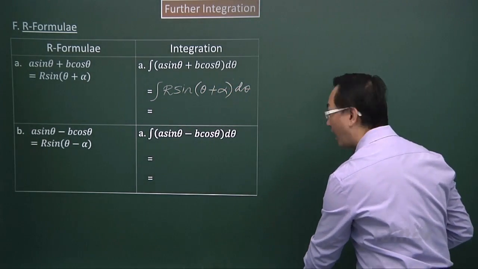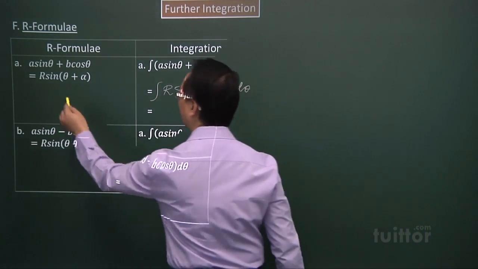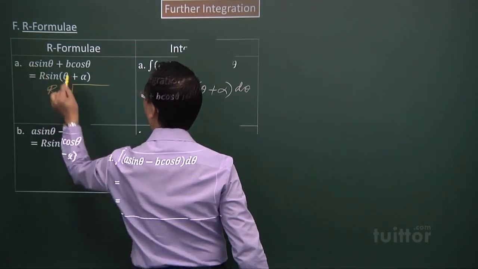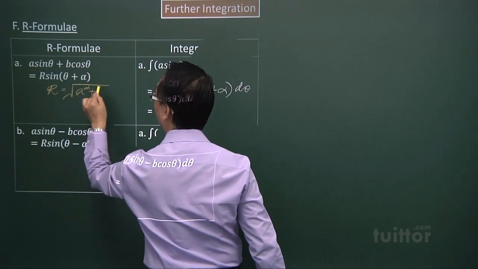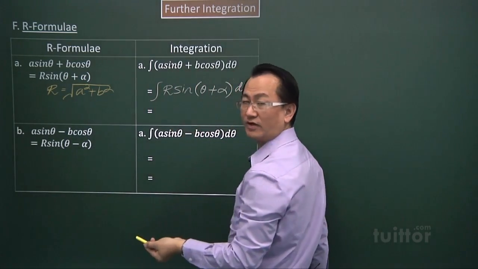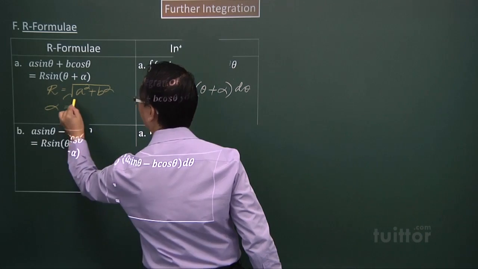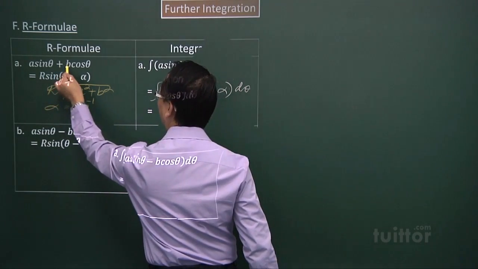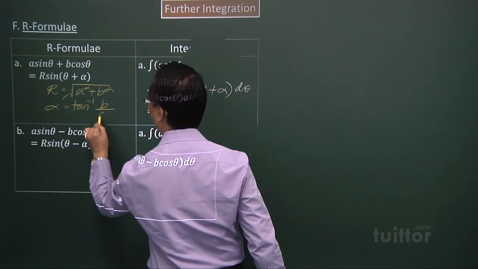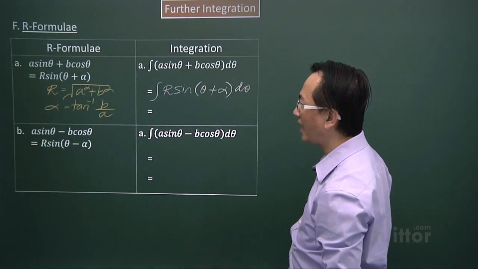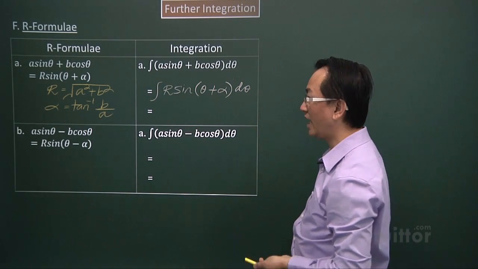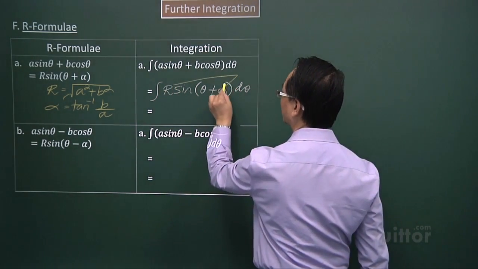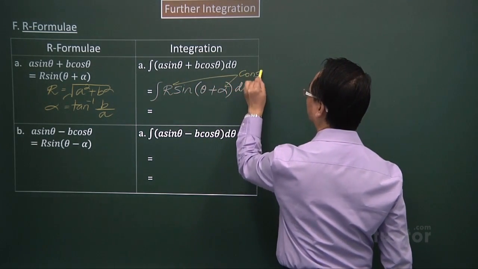By the way, the R is obtained simply by taking the square root of a squared plus b squared. And the alpha over here is the inverse tangent of b over a. So you can see those values R and alpha can actually be worked out. And in this case, we treat them as constants. So these two are just constants.